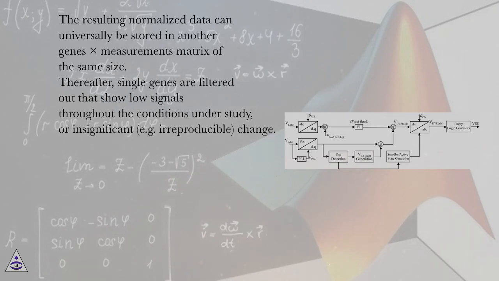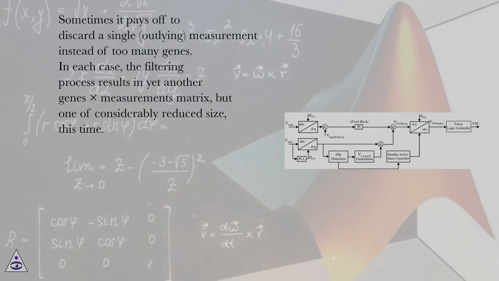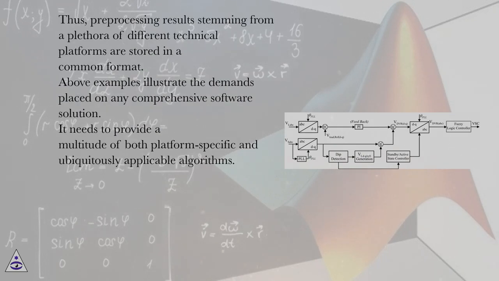Thereafter, single genes are filtered out that show low signals throughout the conditions under study, or insignificant, for example irreproducible, change. Sometimes it pays off to discard a single, outlying, measurement instead of too many genes. In each case, the filtering process results in yet another genes times measurements matrix, but one of considerably reduced size, this time. Thus, preprocessing results stemming from a plethora of different technical platforms are stored in a common format.